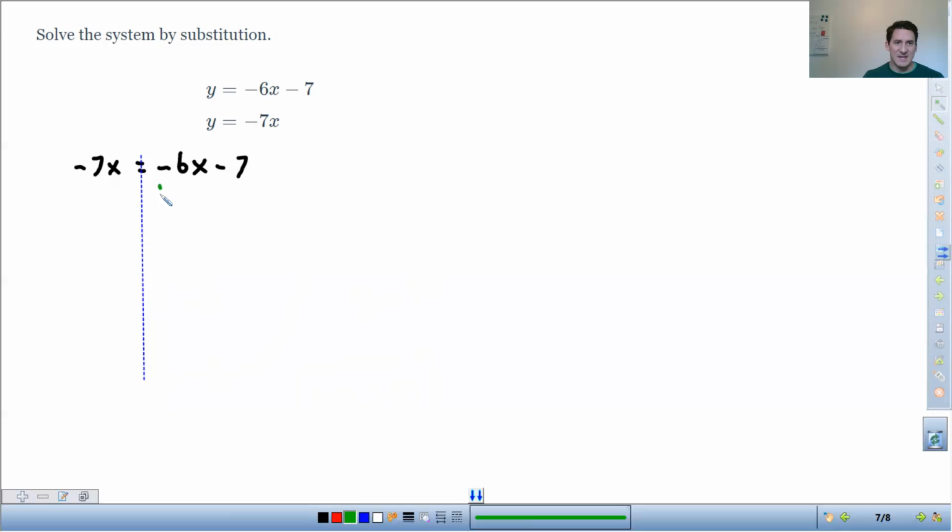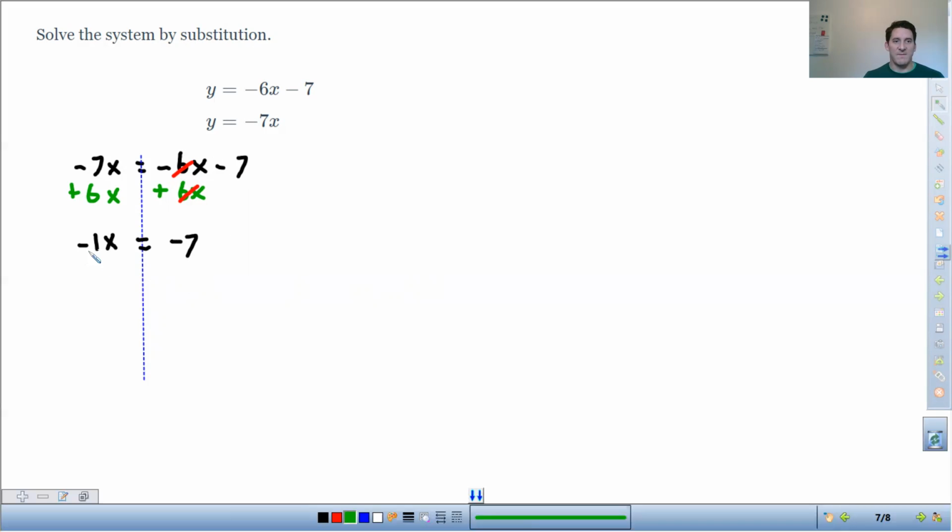Since it's a negative 6x, to move it to the other side, I'm going to add 6x, do the opposite. Negative 7x plus 6x. So negative 7 is to the left of 0. When you add 6, you go to the right, so you're going to get closer to 0. You're going to be at negative 1x is equal to negative 6 plus 6 cancels out. Minus 7, this minus stays with the 7, so it's negative 7 down here.